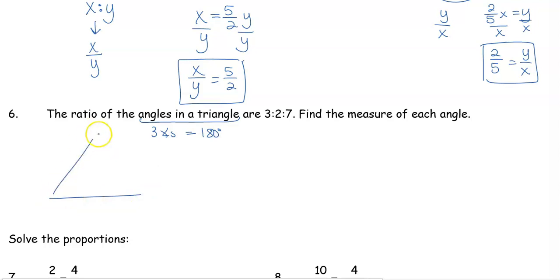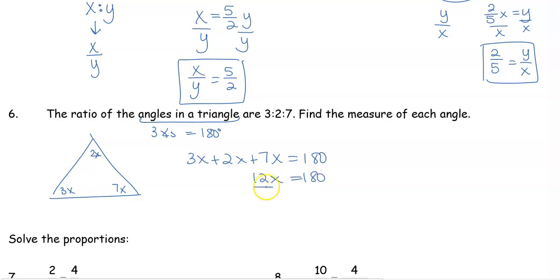So if I had a triangle here, if it was in the ratio of 3 to 2 to 7, that's not 3 degrees, 2 degrees, 7 degrees. It's in the ratio, so we just add x's to each of those. So 3x plus 2x plus 7x, those three angles have to give me 180 degrees total. So 3 plus 2 is 5 plus 7, 12x equals 180. We divide by 12 and we get x is equal to 15.